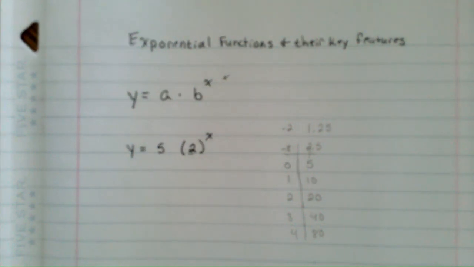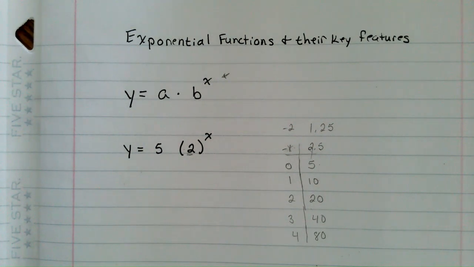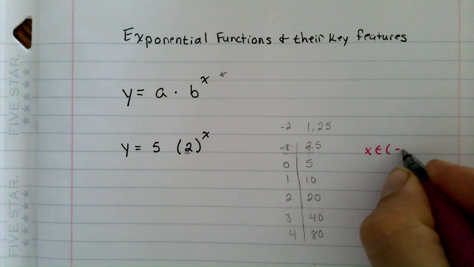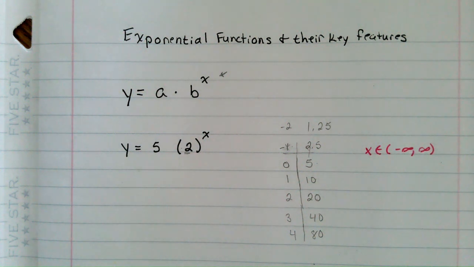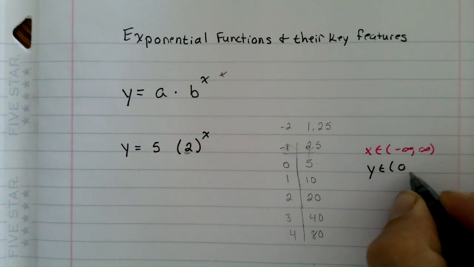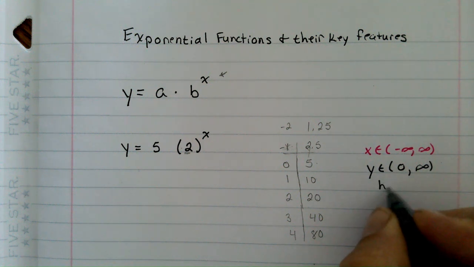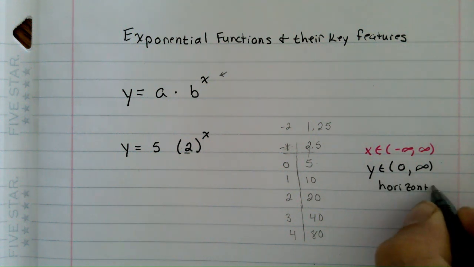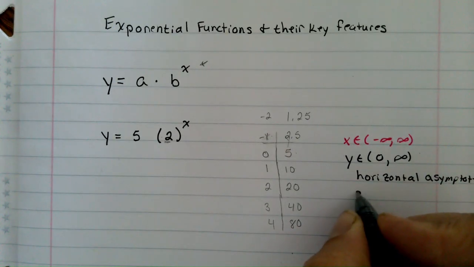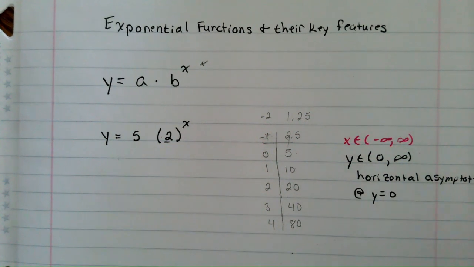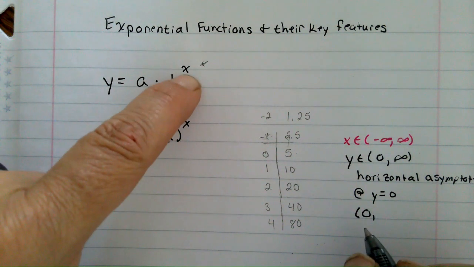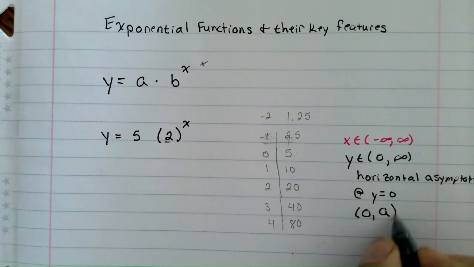Okay, so with that in mind, our domain on these is negative infinity to infinity. But our range is 0, not included, to infinity. And we have a horizontal asymptote at y equals 0. And our ordered pair will always be 0, comma a. Anything to the 0 power is 1. 1 times a is a.